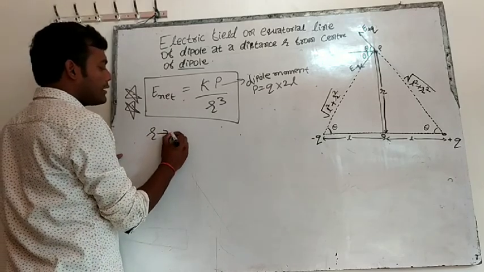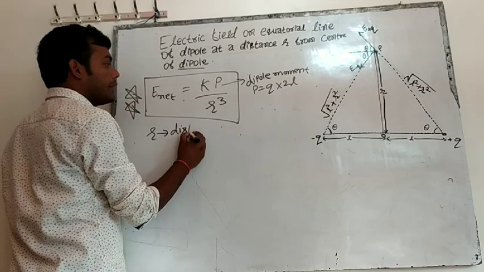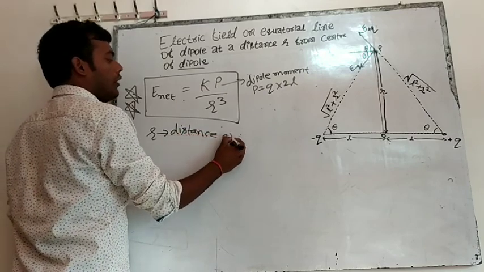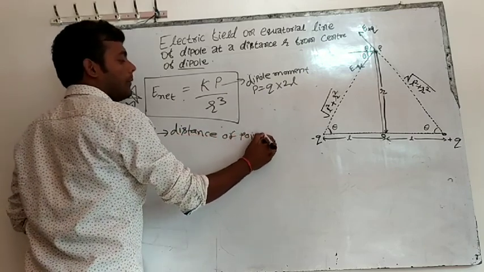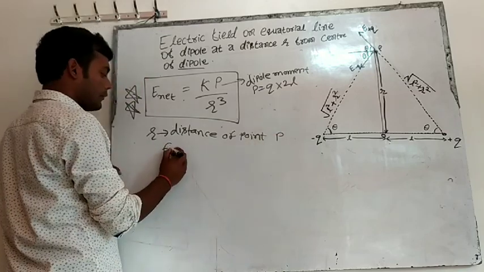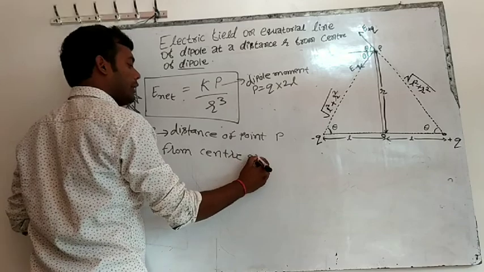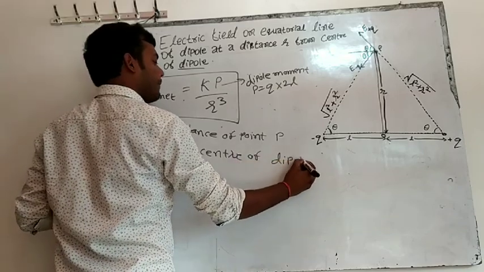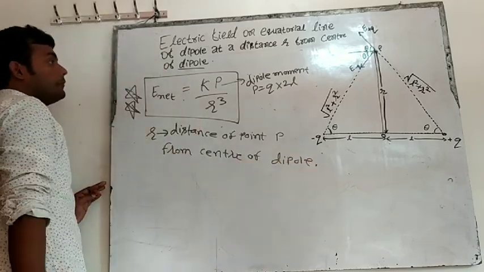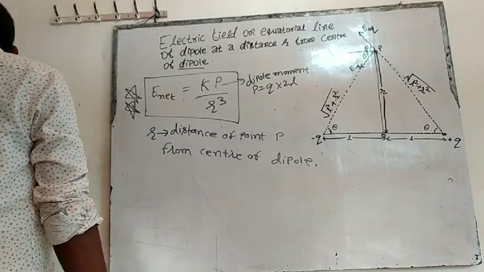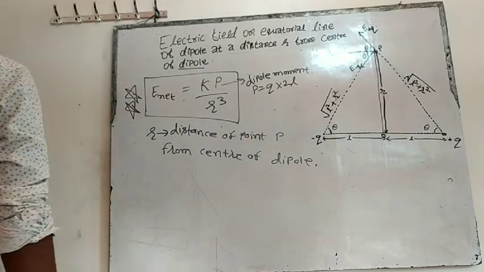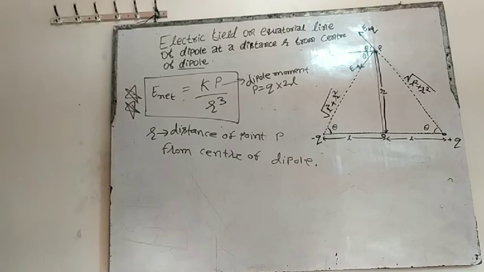So write: r is distance of point P from center of dipole. What is k? Coulomb's constant. And what is its value? 9 into 10 to the power 9.